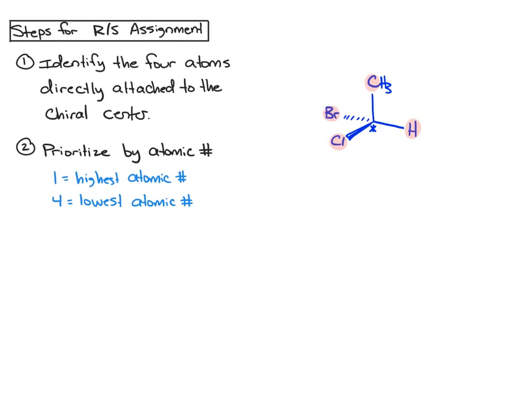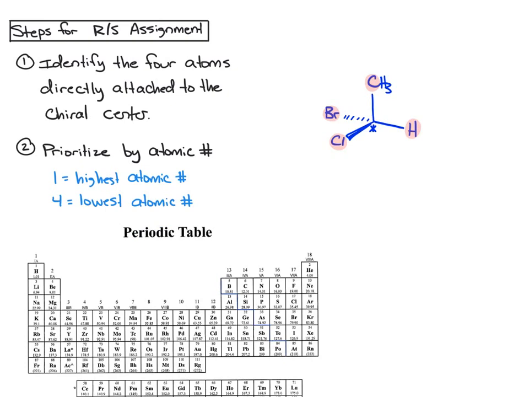Our next step is to prioritize these atoms, and we prioritize them by the atomic number. So we'll have to use the periodic table to help us out here, and we're going to give the number 1 priority to the highest atomic numbered atom, and then we'll go 2, 3, and 4 to the lowest atomic numbered atom. Let's bring up the periodic table here for just a minute to help us out.